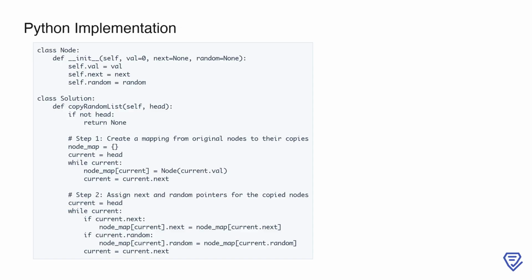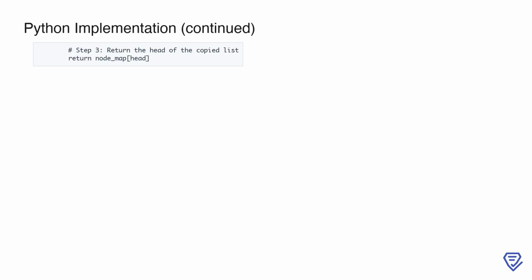For every node in the original list, we create a new node with the same value and store this mapping in node_map. This ensures that each node in the original list has a corresponding copy in the dictionary. By the end of this loop, we've created all the new nodes but haven't yet set their next or random pointers.